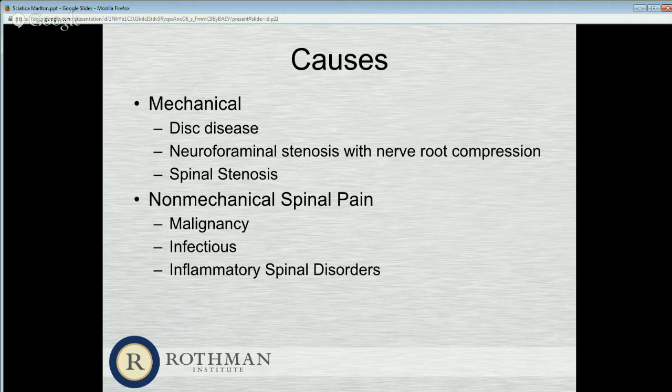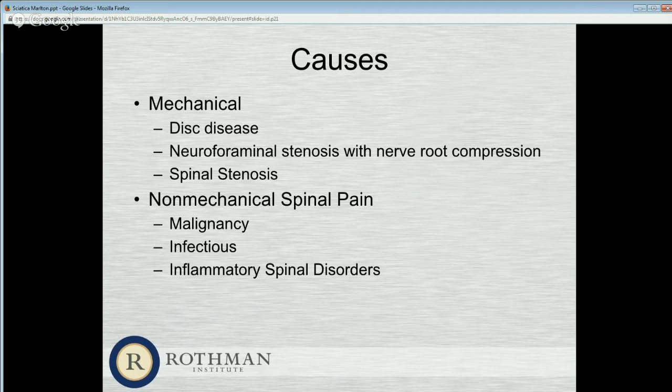Now, neuroforaminal stenosis with nerve root compression is usually more of an arthritic problem where the nerve root gets really narrowed in certain positions, and that narrowing causes the nerve to get compressed and causes pain to go down the leg, okay? Spinal stenosis we've talked about in the past, where the spinal canal gets narrowed. Standing and walking usually aggravates the pain. Some people can't sleep at night or lie flat. They have to kind of sleep in a recliner. That's how bad the stenosis pain can be.